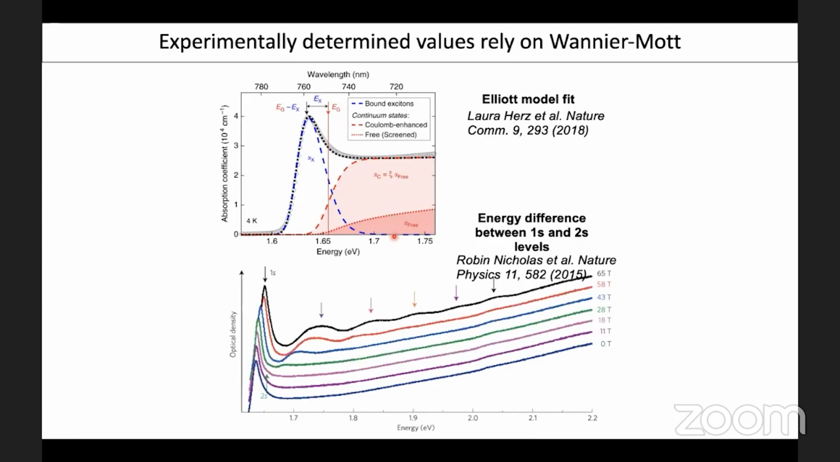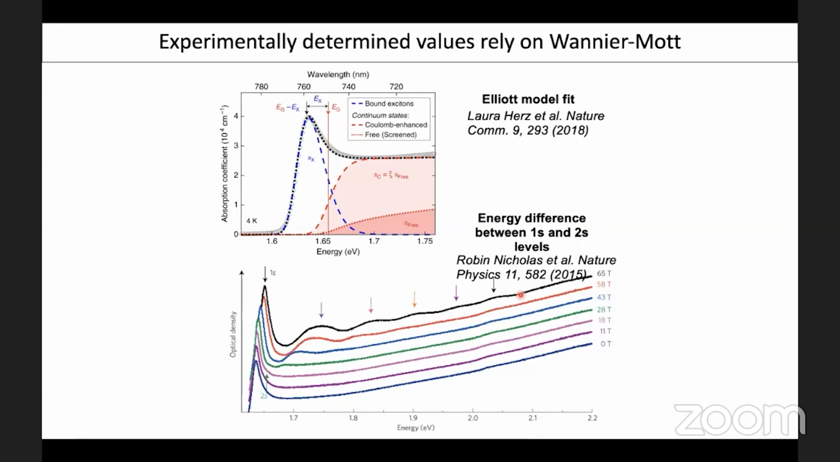Similarly, what can also be done is to measure optical absorption under large magnetic fields. So that's what you see here, basically, the absorption spectrum as a function of field strength. And then you can also distinguish the 2s exciton peak here, and from the energy difference between the 1s and the 2s peak, you can also, using the Wannier-Mott model, extract the exciton binding energy. And this is from the group of Robin Nicholas, also finding an exciton binding energy for methylammonium lead iodide of around 16 millielectron volt.